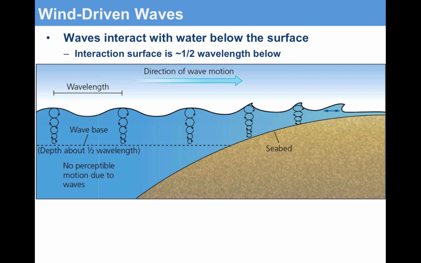The depth at which this will interact is called the wave base. Above the wave base, waves will interact. Below the wave base, you won't notice it. The effect gets less and less the deeper you go. The interaction depth is about half of the wavelength. So if you take that horizontal wavelength and divide it by 2, that's about as deep as it's going to affect it. The closer you get to shore, the greater the percentage of that water that will be affected.